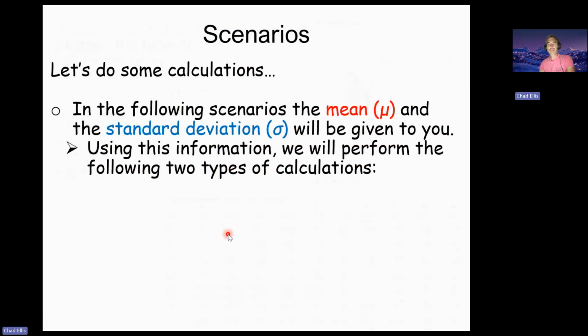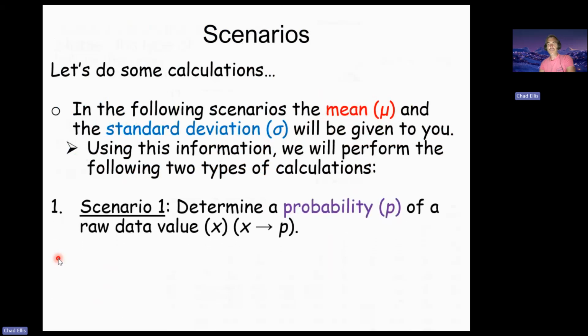Okay, so now that we have a little bit of an idea of how to use these tables, let's do some calculations. In these calculations, you need essentially two things: your mean and your standard deviation. And you're going to be using that to do two primary types of calculations. The first one is determining a probability, or the likelihood, of getting a certain X value. Remember, our X value is our raw data value. So this first scenario, which we'll be going over first, is basically the probability of getting a certain X value, given that it's a normal distribution.